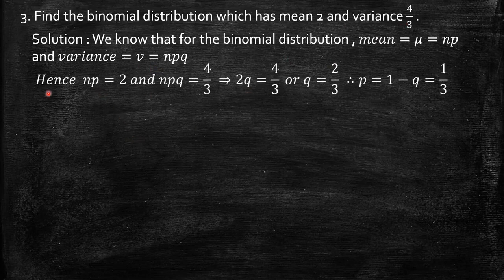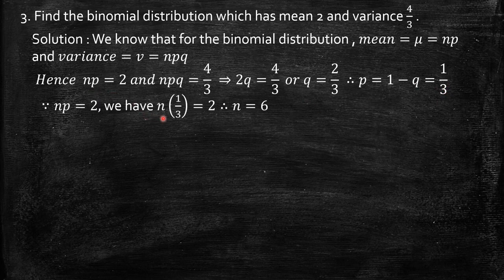So np is 2, we substitute that here in npq, which gives 2q is equal to 4 by 3. So q is equal to 4 by 3 divided by 2, that is q is equal to 2 by 3. So p is therefore 1 minus q, that is 1 minus 2 by 3, which is nothing but 1 by 3. Substituting p equal to 1 by 3 here gives n. So n into 1 by 3 is equal to 2, so n equal to 2 into 3, that is 6.